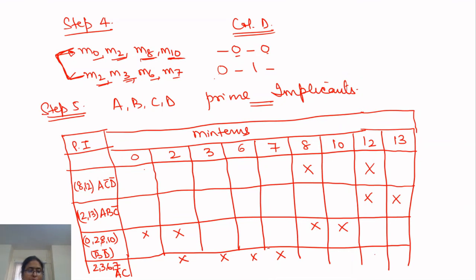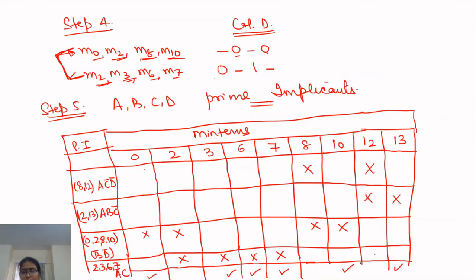Right? Now you have to see for the single cross columns. You have to see the single cross columns where the cross is single. This is a single cross column. This is a double cross. This is a single, single, single. This is a single cross column, right?